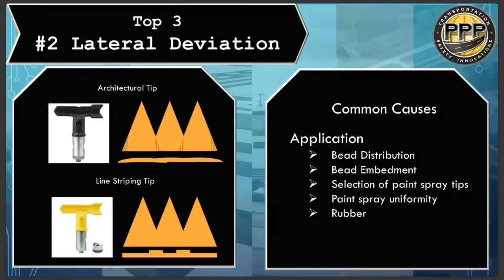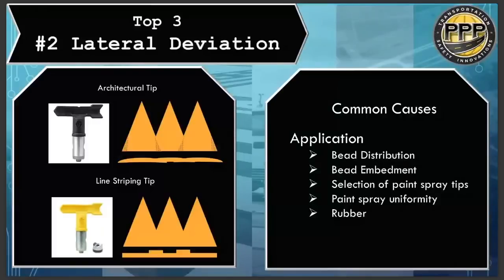Yeah, I would agree with most of what you said. I don't recommend the use of black tips, the architectural tips, at all. I would stick with the line laser tips or the LL tips, that yellow tip you see at the bottom there. It is designed specifically for horizontal pavement markings. That's what I would go with, particularly for bead embedment.